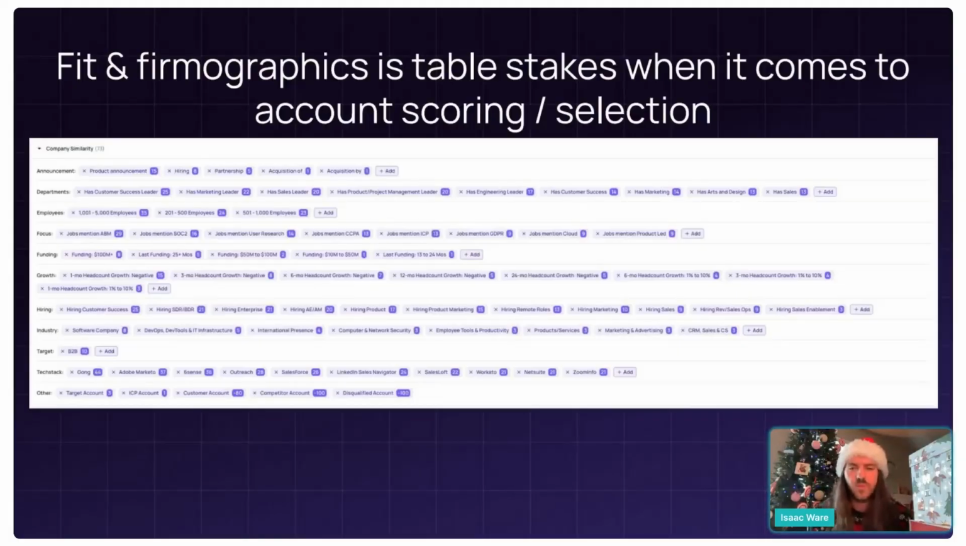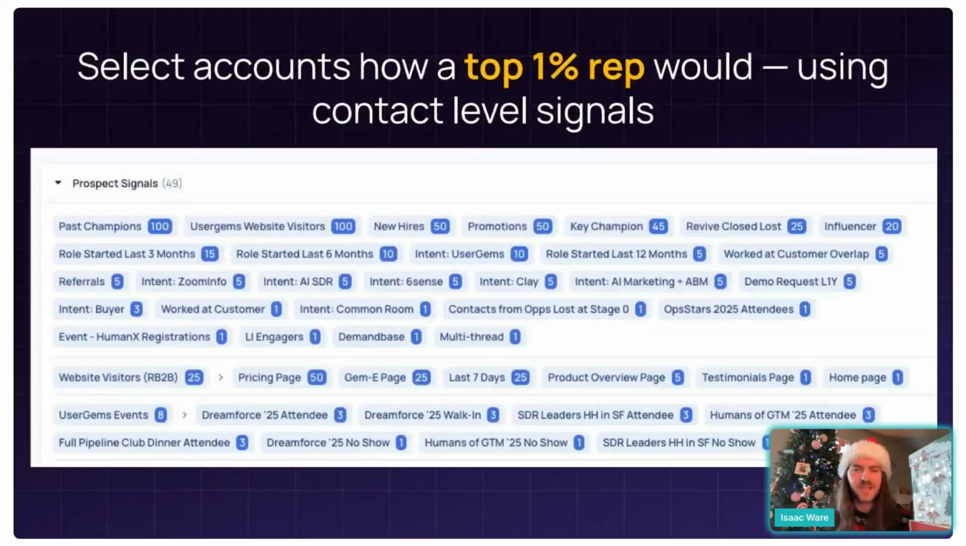And how we view ABM, fit and firmographics is table stakes when it comes to account scoring and account selection. Everybody is doing it at some level, and it really doesn't move the needle. It's just kind of that baseline where you have to be. So UserGems still does that. You can still view what percentage of your customers have these fit and firmographic signals, what's the ratio to non, etc. But where the magic really happens with ABM is selecting accounts how a top 1% rep would, using contact level signals.